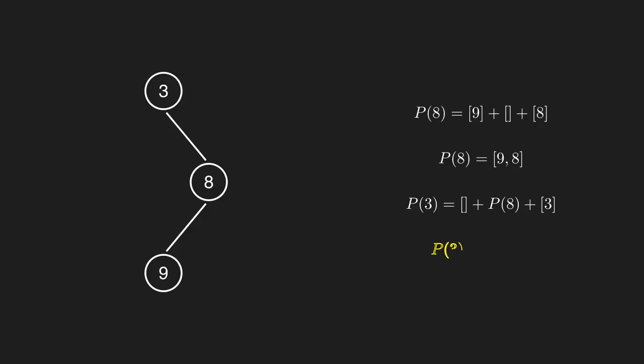On the right side, node 8 has left child 9 and no right child. Therefore, p of 8 equals 9 followed by 8. Node 3 has no left child and has right child 8. Substituting the empty left sequence and p of 8 into the recurrence gives p of 3 equal to the empty list followed by 9, 8 followed by 3, which is 9, 8, 3.